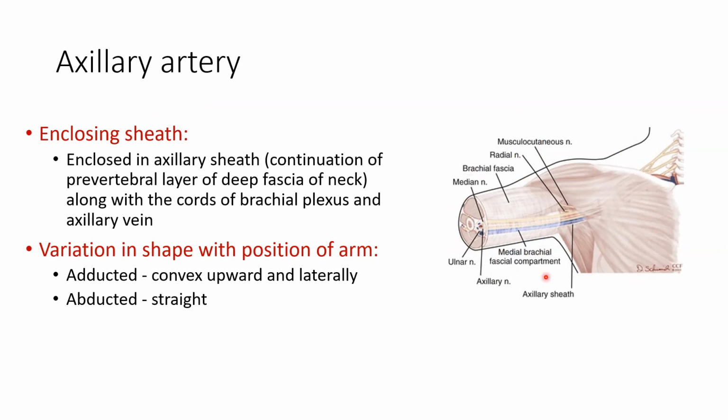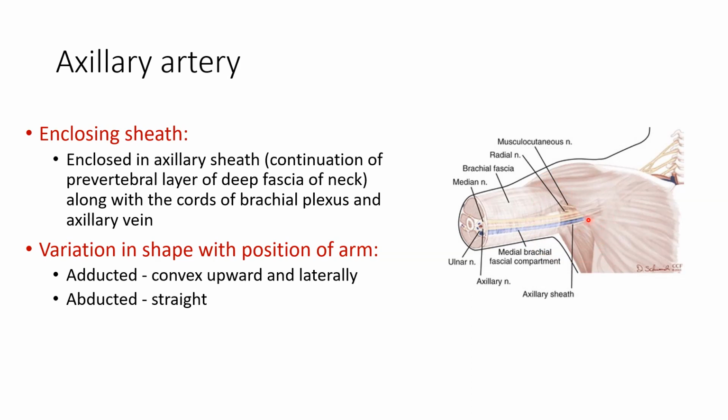So the axillary sheath is the continuation of the prevertebral layer of deep fascia of the neck, and it encloses the axillary artery, axillary vein and cords of brachial plexus when the prevertebral layer is continuing into the axilla. So it will be wrapping these structures.